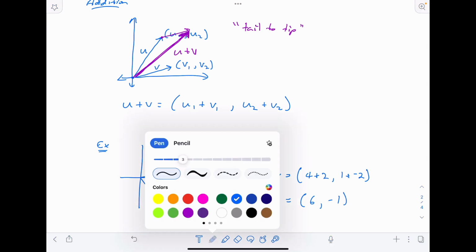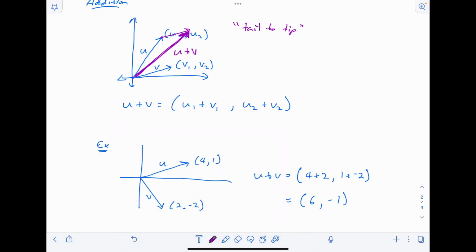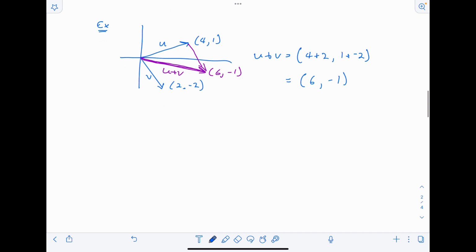So again, if I were to take v and slide it up into a parallel position, and then draw in that resulting vector, that vector u plus v has its terminal point at 6, -1. All right, so that is addition. Let's go on and let's talk about scalar multiplication.